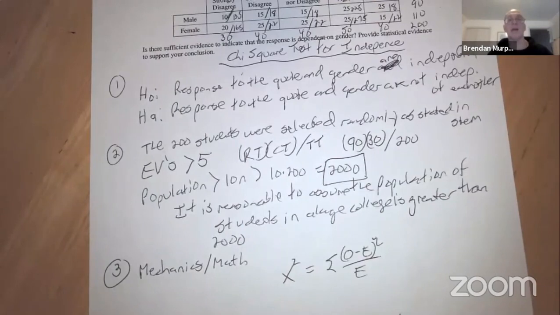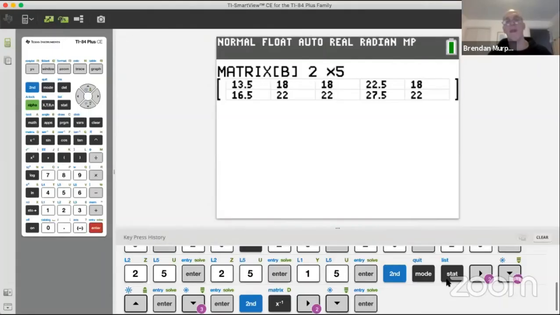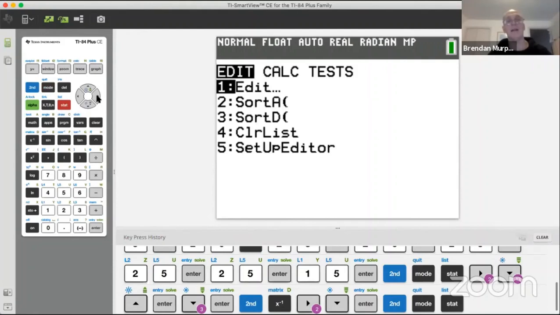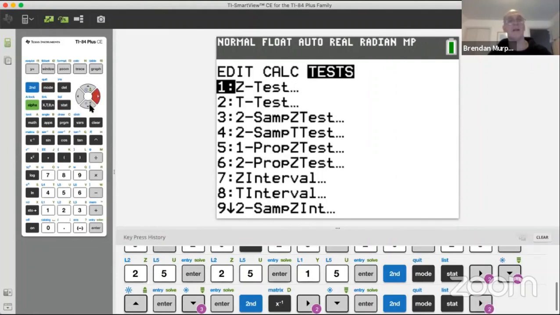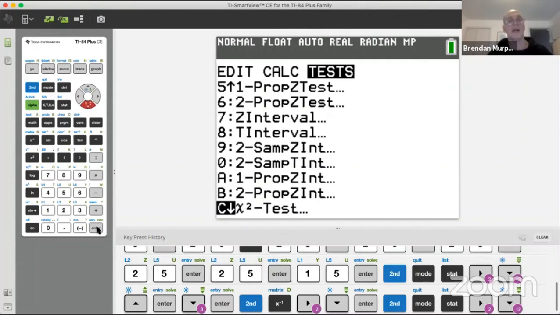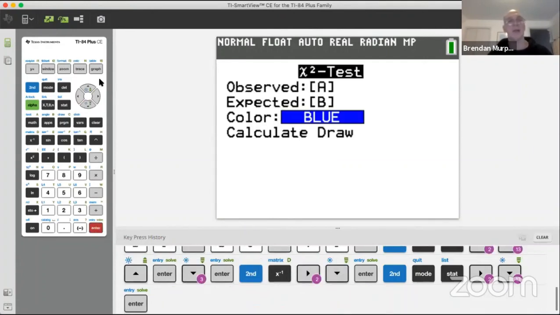So I'm going to go back to my calculator, which I've already done, right? When I was working to get those expected values, I had run my test. So let's just run it again. Stat, test, chi-square. I observed is in A. The calculator will automatically put those expected values in B. I want to calculate it.